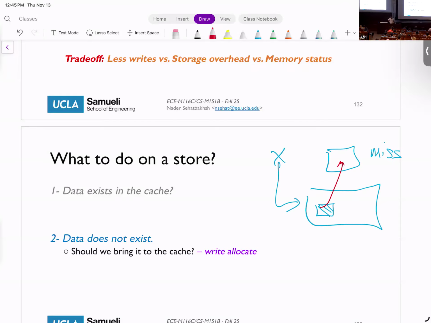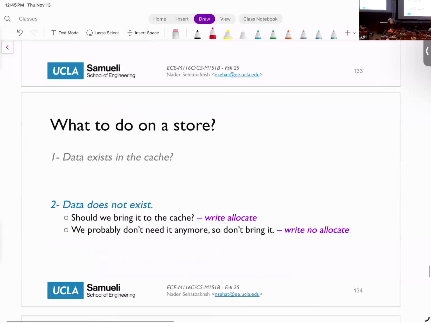Because that's the question that you need to answer. If you bring it to the cache, you allocate a new line in the cache for that store, we call it write allocate. If you don't bring it into the cache, we call it write no allocate. Okay, so these are two options. Which one do you think is better? Anyone?